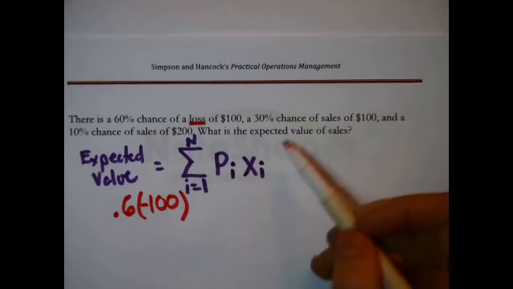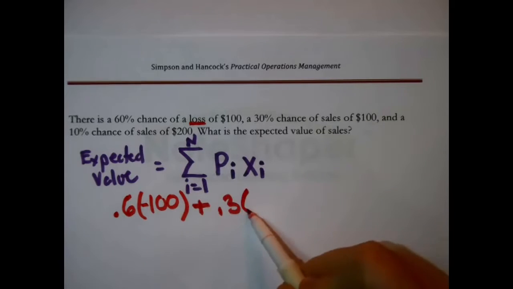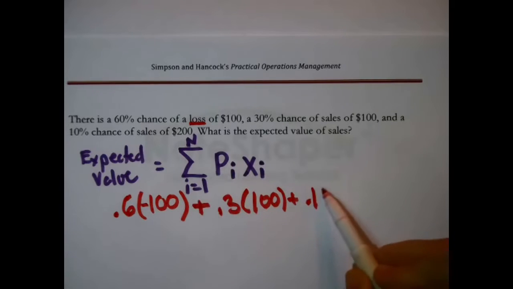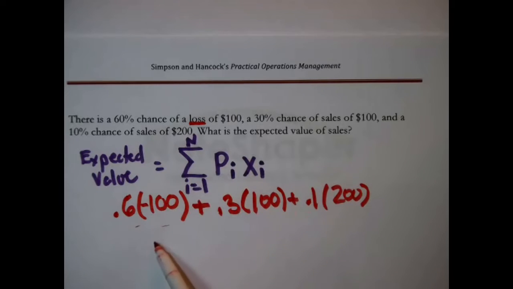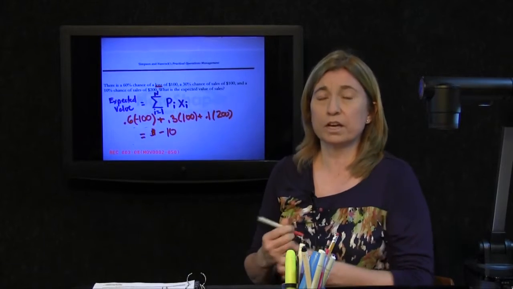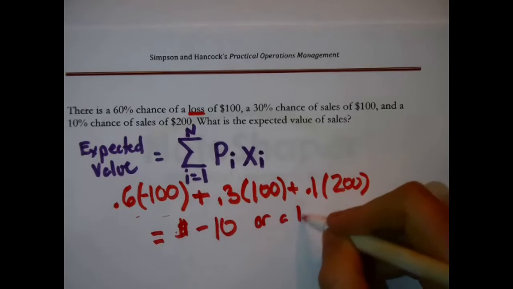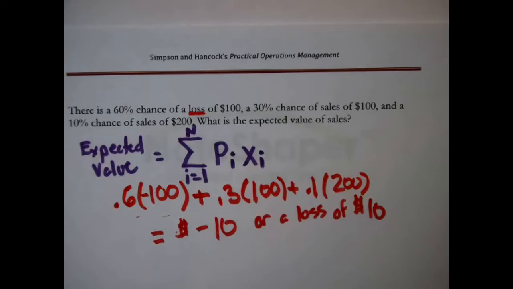Now the rest of it's pretty straightforward. Plus take 30% of sales of 100, so that's a positive 100, plus take 10% of sales of 200. Just add all of this up. When you add all that up, it comes out to a negative 10. Yes, a negative 10. The expected value of the situation is negative 10, or a loss of $10, to add some interpretation to it.